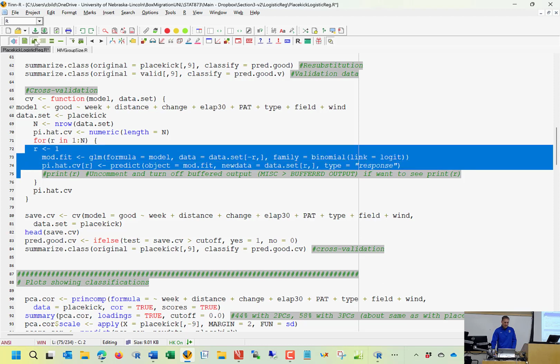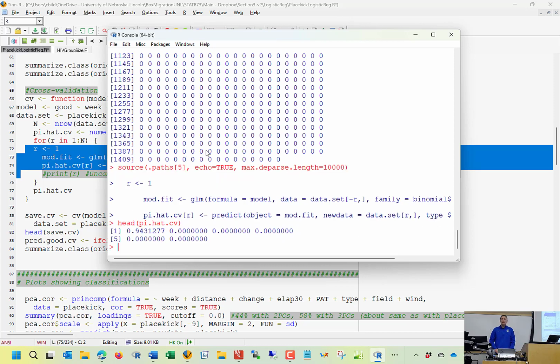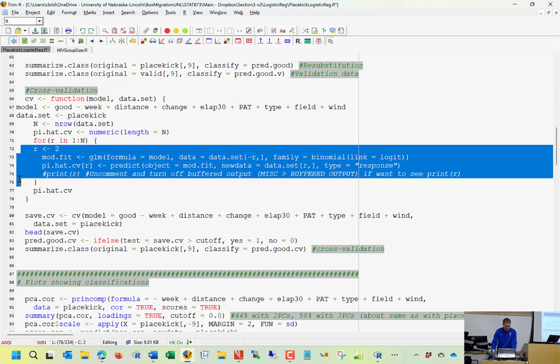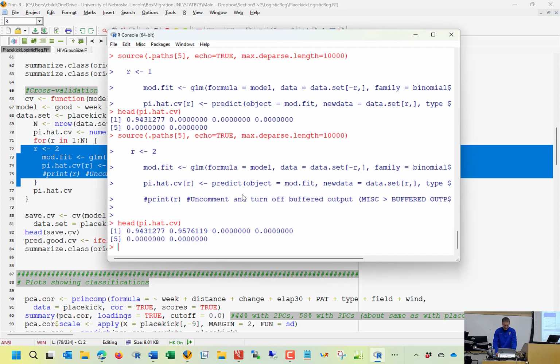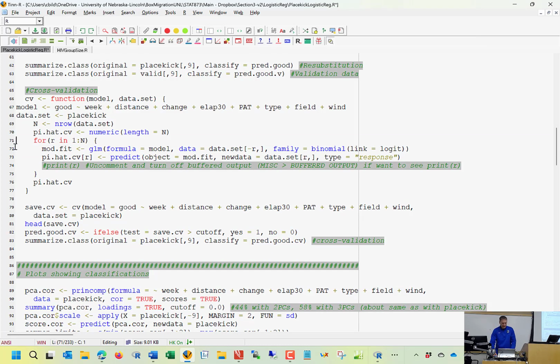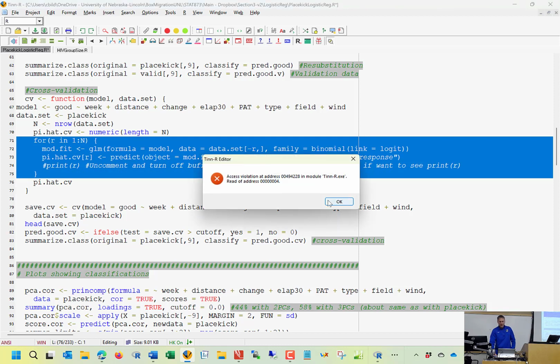So if I run this, and if I just do head on pi.hat.cv, we can see what happened there. The estimated probability of success was put into the first element. I could do this as well for, let's say, r equals 2. And now we can see the second one got there. And so this for loop then just repeats the process for all possible values of r, where r is the observation number. And I'm not going to run that because it's going to take a while.